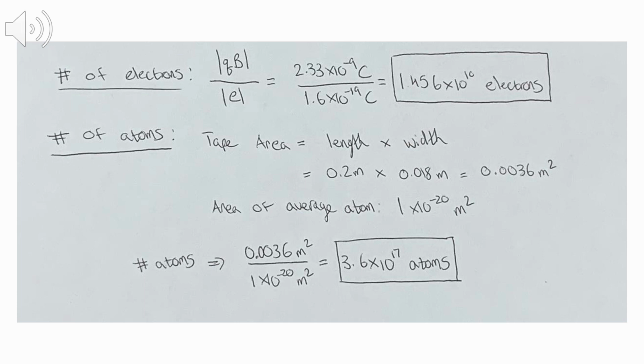The number of electrons is given by the total charge of the piece of tape divided by the charge of a single electron, which is 1.6 times 10 raised to minus 19 coulombs. This gives us approximately 1.456 times 10 raised to 10 electrons. To calculate the total number of atoms, first we compute the total tape area, which is length times width, then divide this by the average area of one atom, which is 1 times 10 raised to minus 20 meters squared. This gives us approximately 3.6 times 10 raised to 17 atoms.